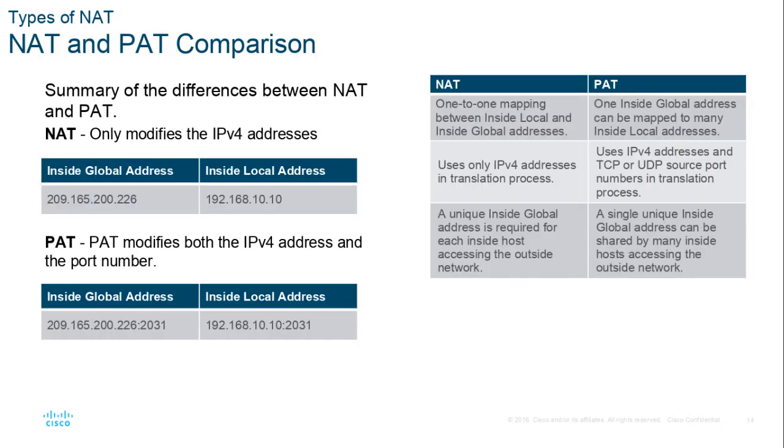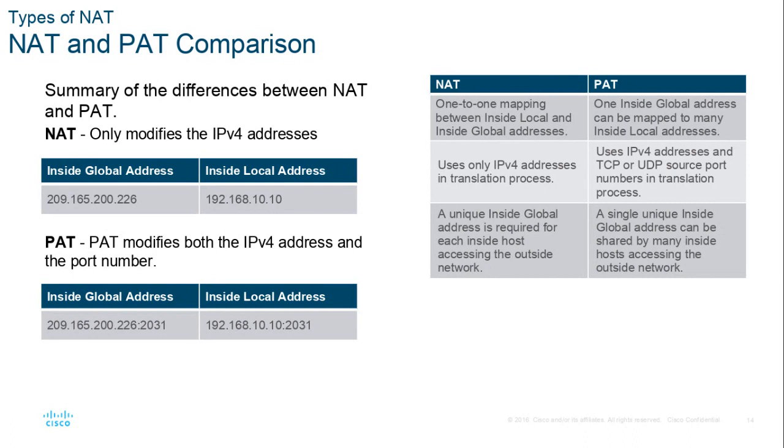So network address translation only changes the IPv4 addresses. Just the inside local address 192.168.10.10 is converted to whatever IP address you got from your internet service provider, like 209.165. Port address translation modifies both the IP address and the port number.